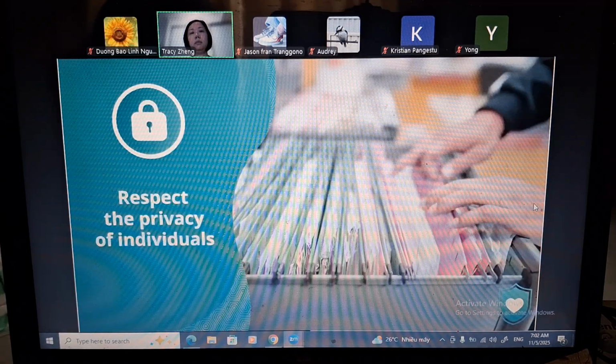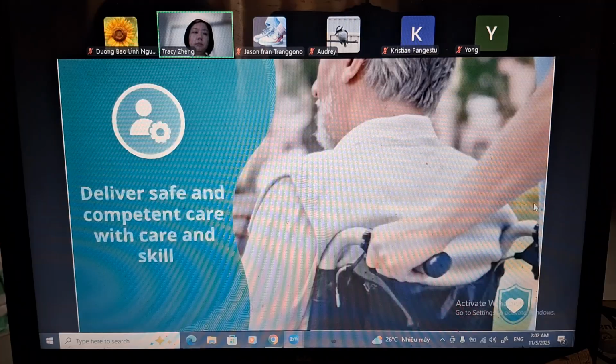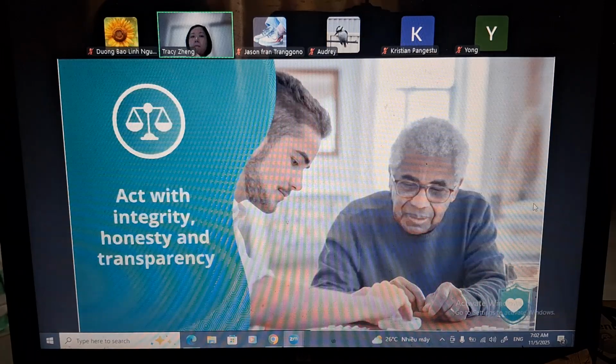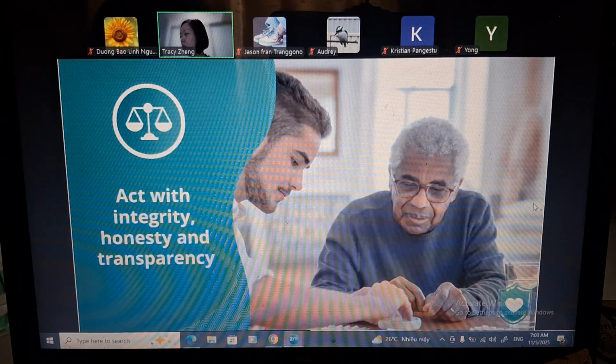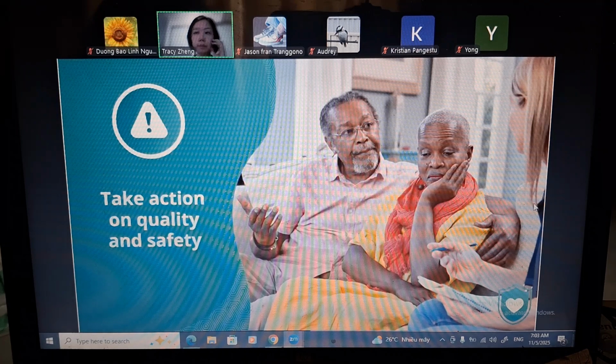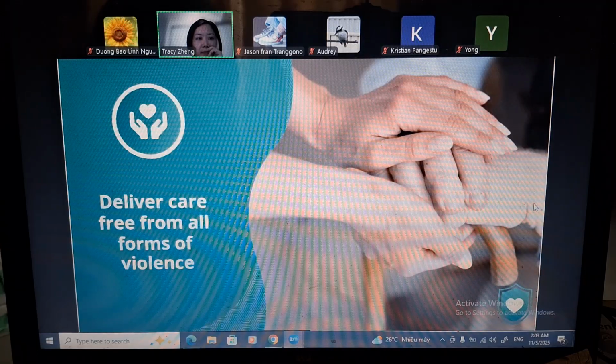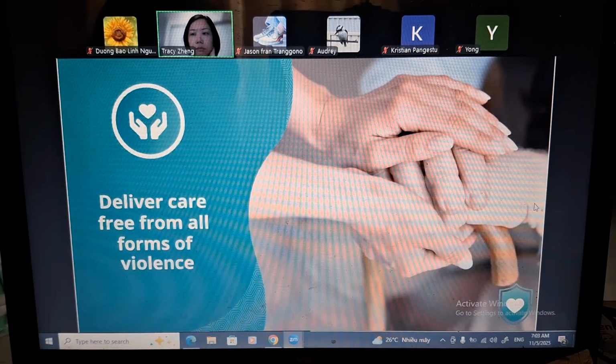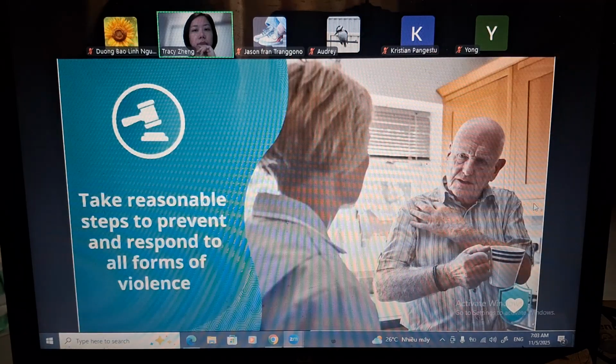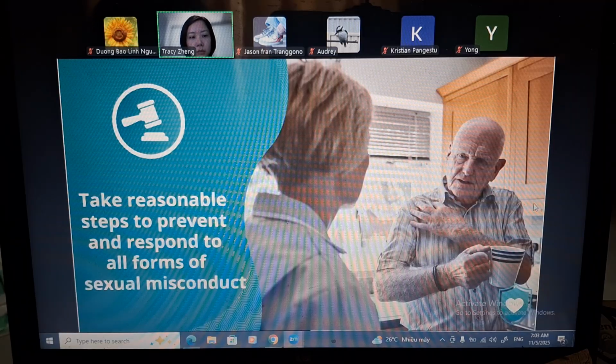Respect the privacy of individuals. Deliver funded aged care services in a safe and competent manner with care and skill. Act with integrity, honesty, and transparency. Take action on quality and safety by promptly responding to issues and concerns. Deliver funded aged care services free from all forms of violence, discrimination, exploitation, neglect, and abuse, including sexual misconduct. Take reasonable steps to prevent and respond to all forms of violence, discrimination, exploitation, neglect, and abuse, including sexual misconduct.